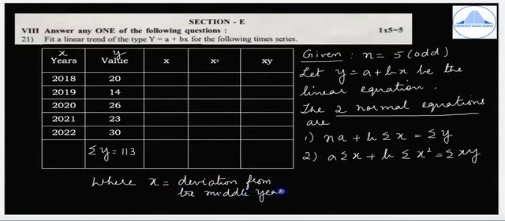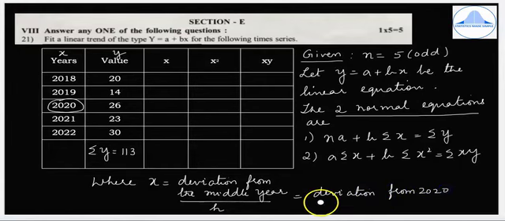divided by h. So what is the middle year? If you observe in the table, the middle year is 2020 and h is nothing but the difference between the years, which is 1. So what we'll get is deviation from 2020 divided by 1, which is nothing but deviation from 2020. So now take 2018, subtract it from 2020. You will get minus 2. Minus 2 divided by 1 is minus 2.